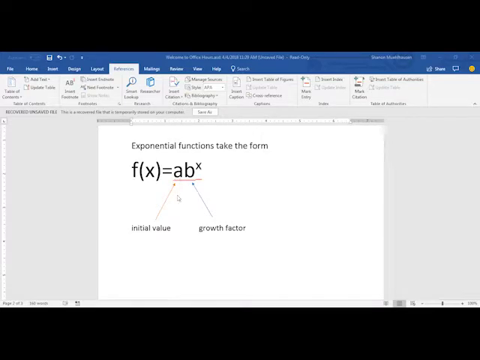The constant a stands for the initial value, and the constant b stands for a growth factor, and we're always going to think of b in terms of percentages to make it easy. So a is the initial value, where things start, and b is the growth factor. We're going to talk about it as a percentage.